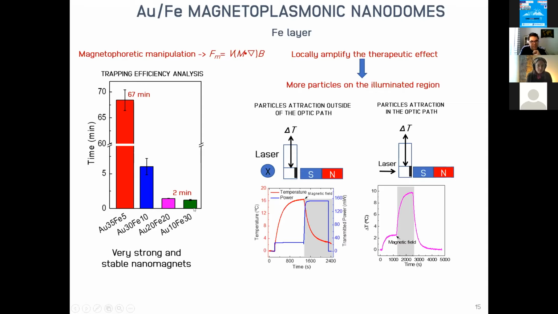So we are able to locally amplify the therapeutic temperature by putting more particles in the illuminated region. For example, if we put particles and they are attracted out of the optical path, you can see that when we switch on the laser, of course, you register an increase in temperature. But if you trap the particles outside the optical path, the temperature decreases. However, if you trap the particles on the optical path, you can see that apart from the slight increase caused by the near infrared laser, you also obtain a huge increase in temperature due to the magnetic action.